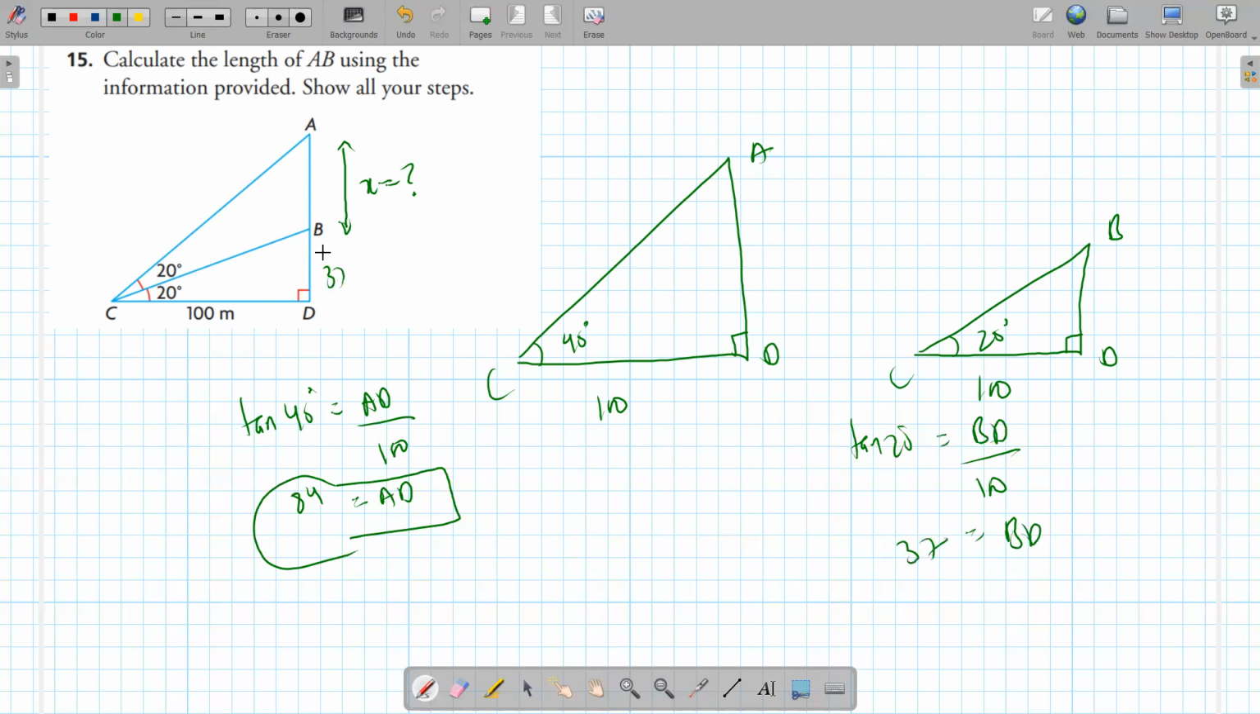So we know from here to here it's 37. And we know the whole thing is 84 from A to D. How do we find A to B? You subtract. So 84 minus 37. Therefore, that missing length A to B is 47 meters.